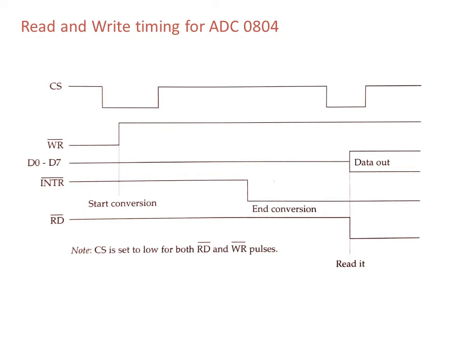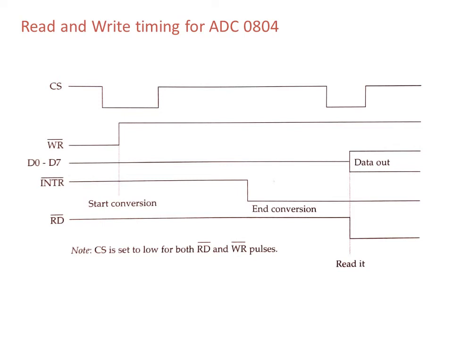The figure shows the read and write timing for ADC 0804. From this discussion, we conclude that the following steps must be followed for data conversion by the ADC 0804 chip. The first step is to make CS equal to 0 and send a low to high pulse to pin WR to start the conversion. Second step is keep monitoring the INTR pin.